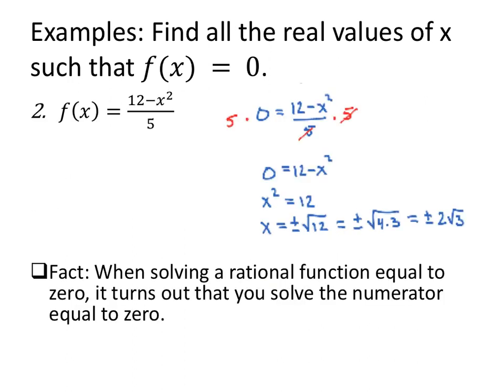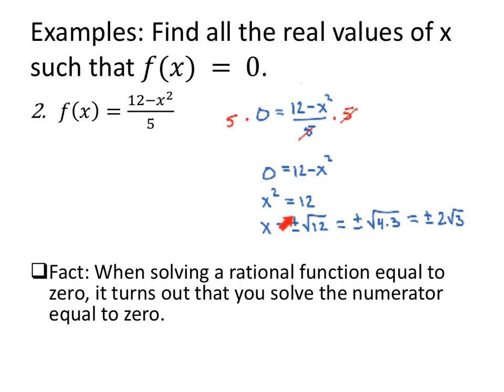If f of x is 12 minus x squared all over 5, I'm going to replace f of x with 0. Now to solve 0 equals 12 minus x squared over 5, I choose to multiply both sides of the equation by 5, my denominator. That way it cancels out on the right hand side. And the nice thing about a 0 is I still have 0 times anything is 0 on the left. Add x squared to both sides.